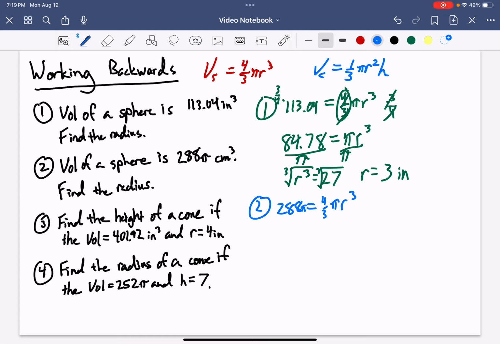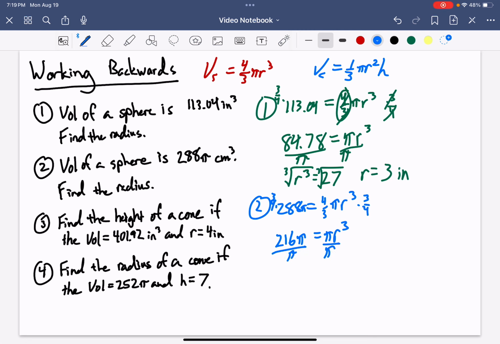Just like the last one, I'm going to times by 3/4. So 288 times 3/4 gives me 216 pi. There we go. Is equal to pi r to the third. Just like the previous problem, I'm going to divide by pi.